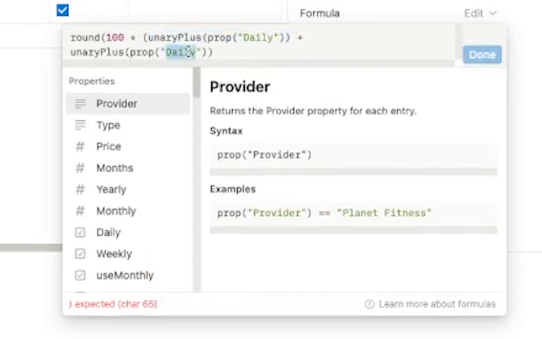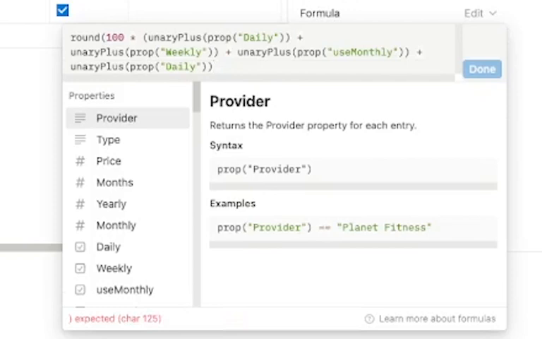So we'll do weekly, plus use monthly, plus yearly, where we change the use case here.